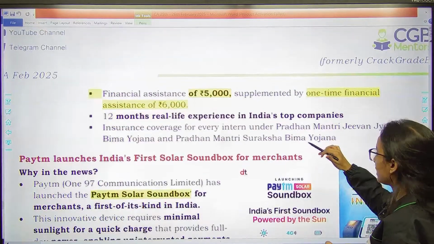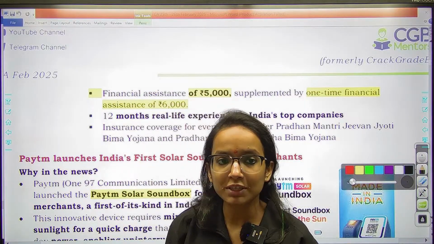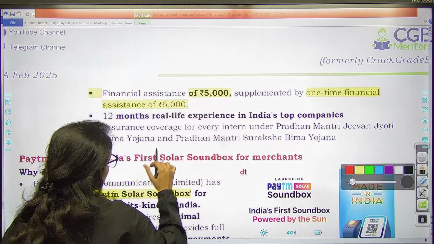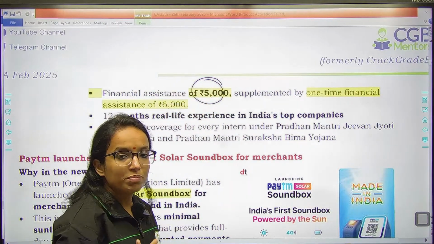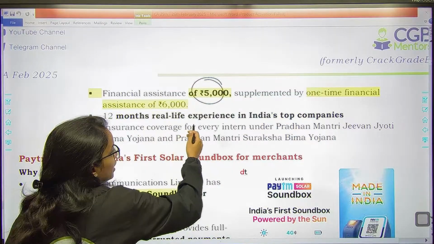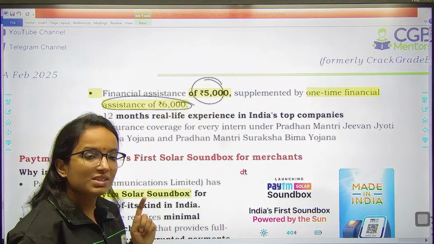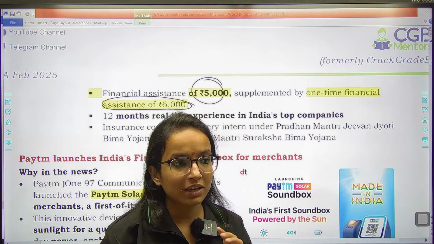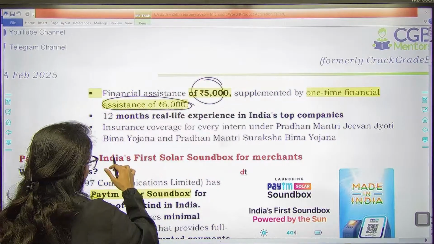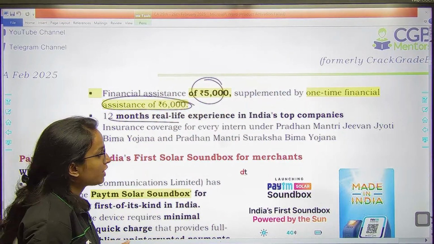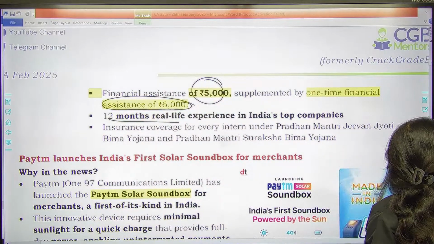What are the benefits under the scheme? This is very important, Prime Minister Internship Program. Remember the typical features of it. So you see financial assistance of 5,000 rupees monthly, supplemented by one-time financial assistance of rupees 6,000. So 6,000 would be one time, but then 5,000 will be there for 12 months, right? So remember that, and 12 months real life experience will be provided in top companies. Top 500 companies will be selected.